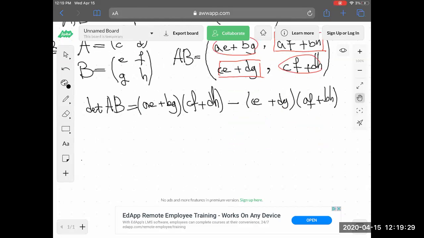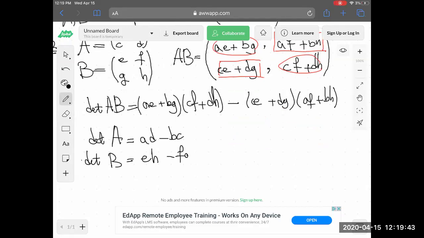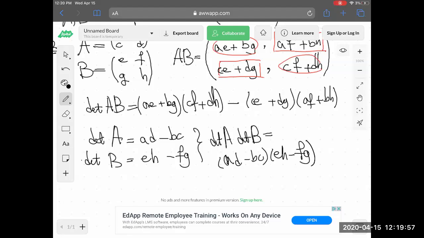Okay, is that clear? That's just AB and that's just its determinant. Now, determinant of A is equal to AD minus BC. Determinant of B is EH minus FG. And determinant of A times determinant of B is just the multiplication of these two, which is AD minus BC times EH minus FG. So we should just check that this thing circled by red line is equal to this thing circled by blue line.